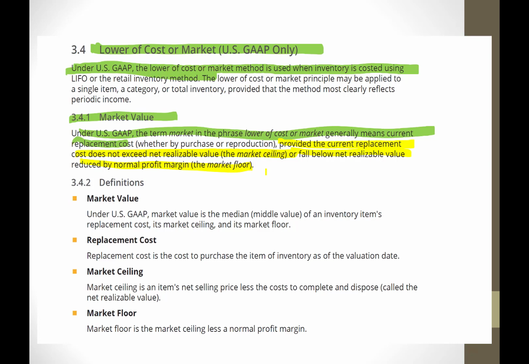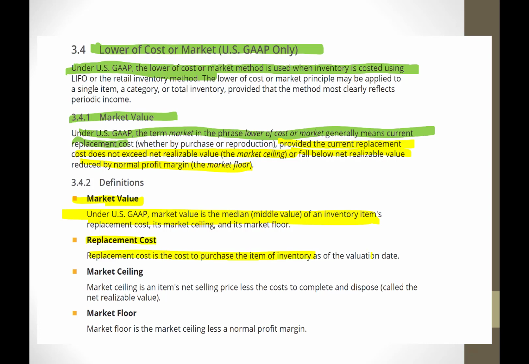Okay? Now, the key to knowing how to do this is to know how to calculate the ceiling and the floor. So, market value is going to be either what? Either the replacement cost, or if the replacement cost is over the ceiling, it'll be the ceiling. If it's below the floor, it will be the floor. We'll then compare that market value to cost, and if it is less than cost, we write it down. If it's more than cost, we leave the inventory at cost. Okay, hang on before you panic. Just take a look at how we do this.